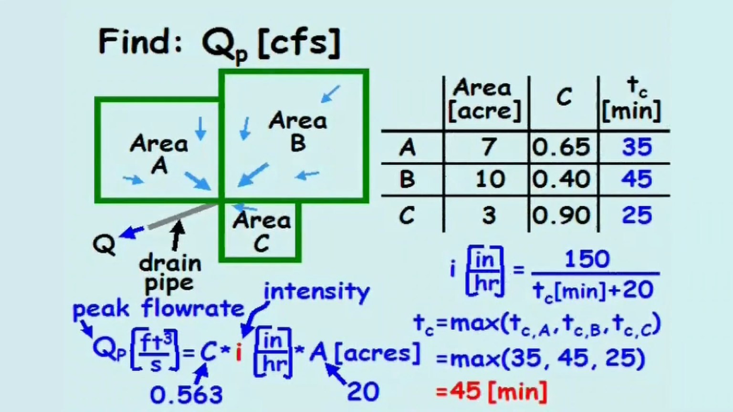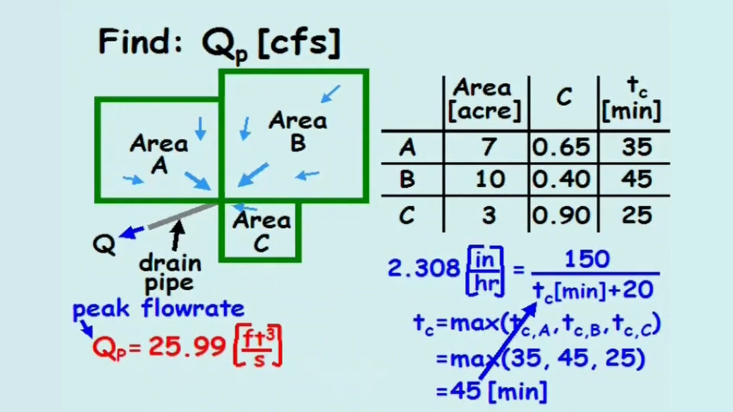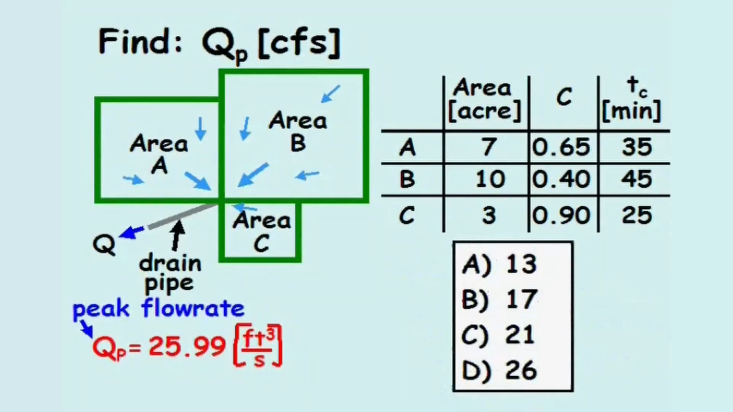The time of concentration for this problem is 45 minutes. Plugging 45 minutes into the IDF curve, the storm intensity equals 2.308 inches per hour. Returning to the rational equation, we can compute the peak flow rate by plugging in our values for C, I, and A. And the peak flow rate equals 25.99 cubic feet per second. Looking over the possible solutions, the answer is D.